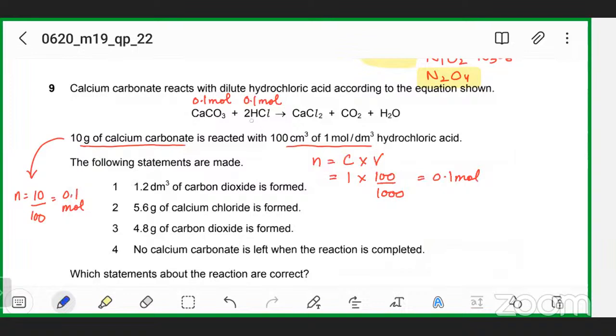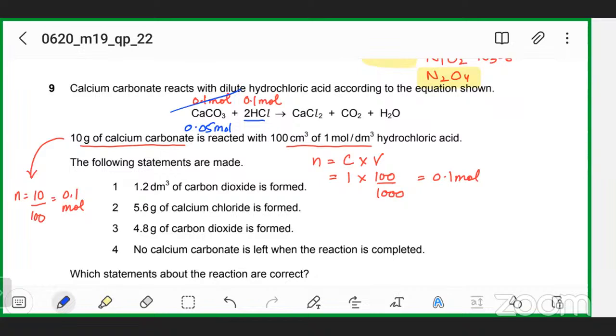You've got two HCls, right? And one calcium carbonate reacts with it. So with 0.1 moles of HCl, how much calcium carbonate would react? It would be half of that, 0.05 moles. Calcium carbonate will not be able to react completely, because if it were to, it would require 0.2 moles of HCl, in a 1:2 ratio. So calcium carbonate is the one in excess, because only 0.05 moles is going to react.